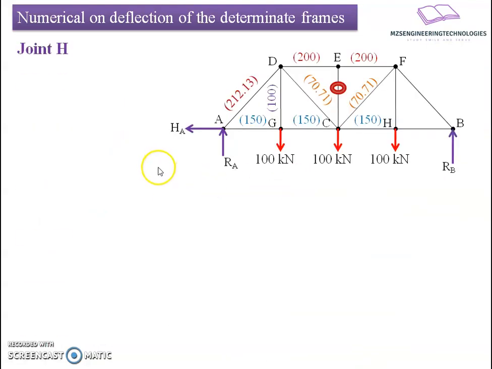If I analyze joint H, the free body diagram works out to be here, with four forces. FCH is known to us, and 100 kilonewton is the applied load.